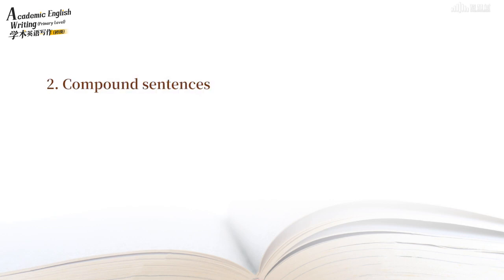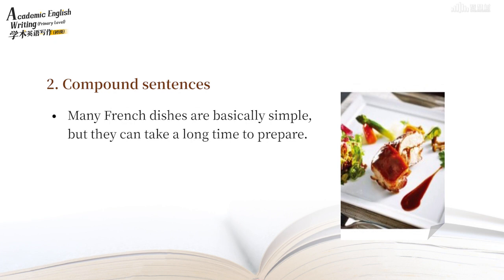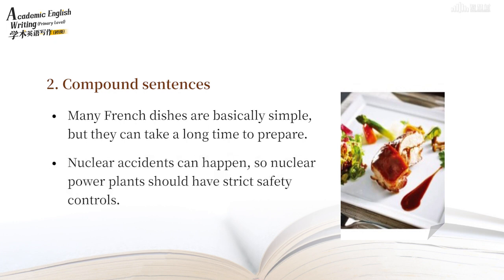2. A compound sentence has two or more independent clauses, but no dependent clauses, and the clauses are connected either by a coordinator, such as and, but, or, nor, for, so, yet, or by a semicolon. For example, many French dishes are basically simple, but they can take a long time to prepare. Nuclear accidents can happen, so nuclear power plants should have strict safety controls.